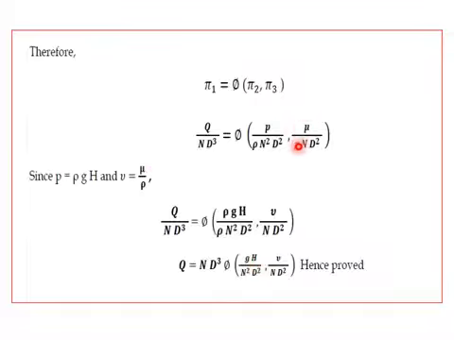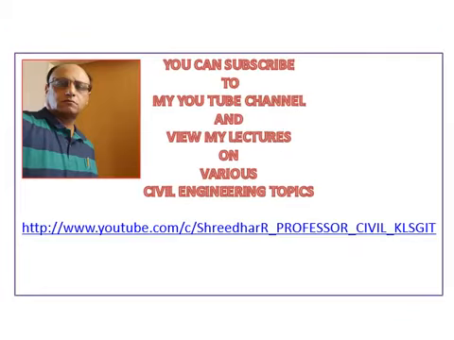But here mu by rho can always be written as nu. That is why these quantities should not be taken as repeating variables or non-repeating variables, so that it comes later in the expressions. So that statement becomes very important. That's why this problem was taken. These are a few problems on Rayleigh's method as well as Buckingham's pi method.